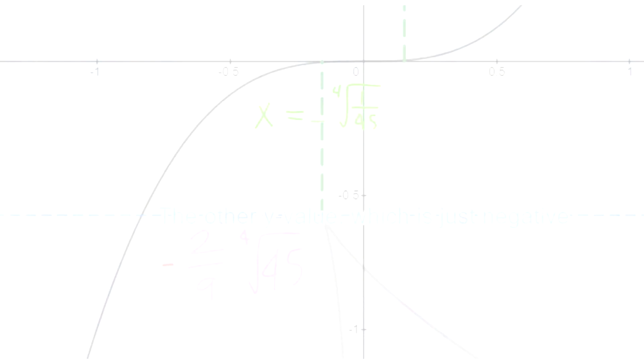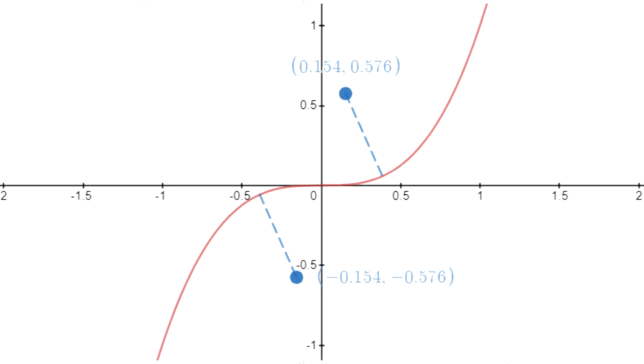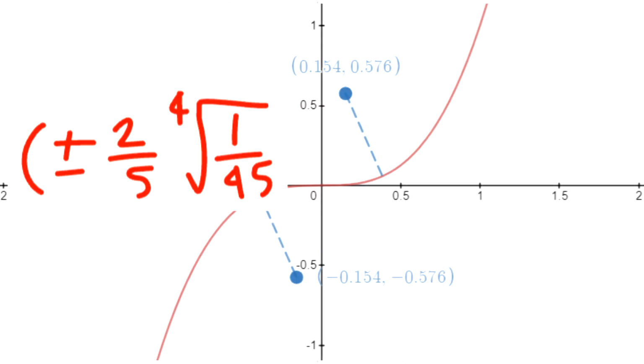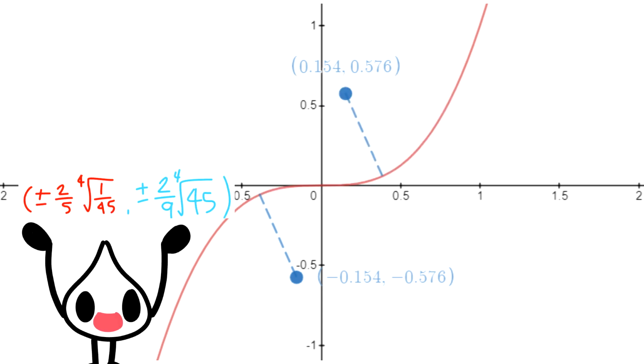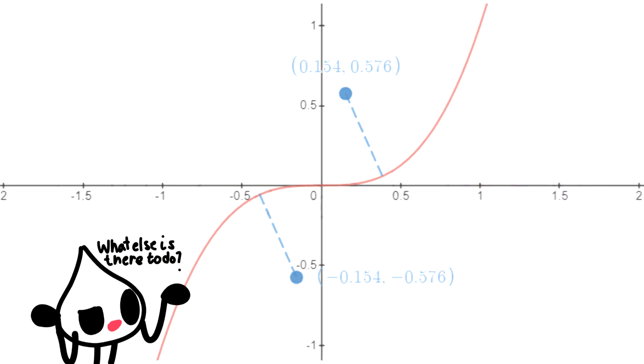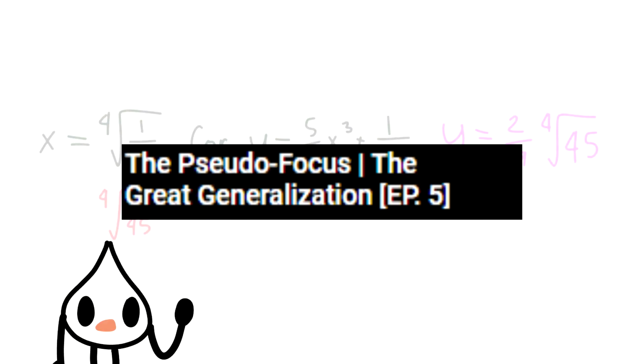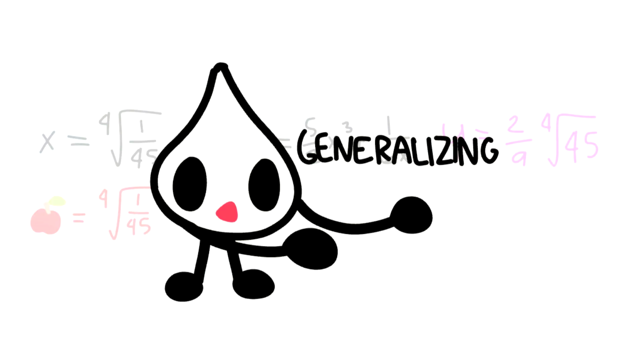Last episode, we found the two pseudo-foci of x cubed, which are plus minus 2/5 of the 4th root of 1 over 45, and plus minus the 4th root of 45. Now that we've located those points, what else is there to do? Well, based on the title, we're generalizing.